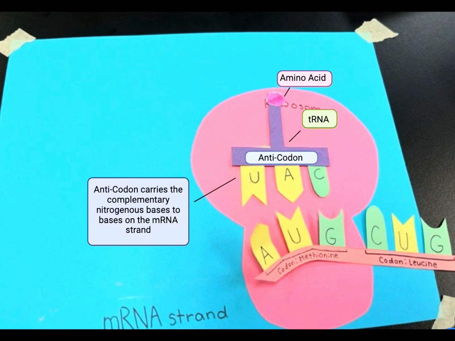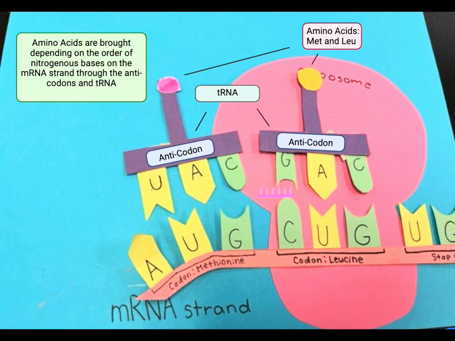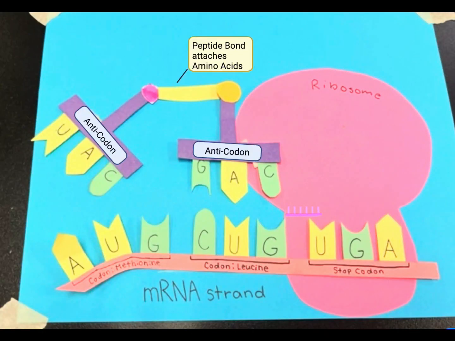tRNA uses anticodons to create proteins. Anticodons are complementary to the codons on the mRNA strand, and they have an amino acid attached to them depending on the order of the specific nitrogenous bases found on the mRNA. The anticodons pair with the mRNA codons, creating a specific sequence of amino acids. Peptide bonds, which link amino acids together, bond the amino acids together to create a protein.